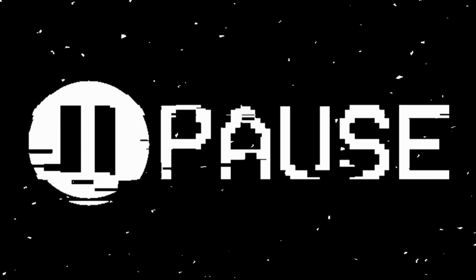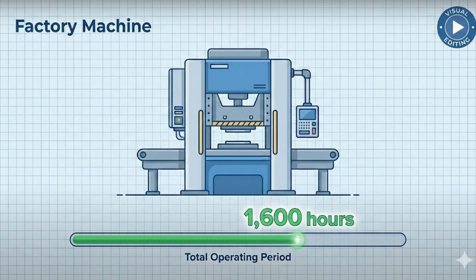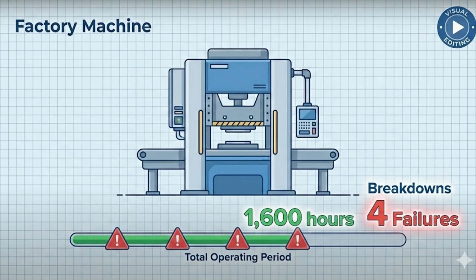Pause this video right now and answer this. A factory machine runs for 1,600 hours and breaks down 4 times. Repairs take 200 hours total. What percentage of time is this machine actually working?